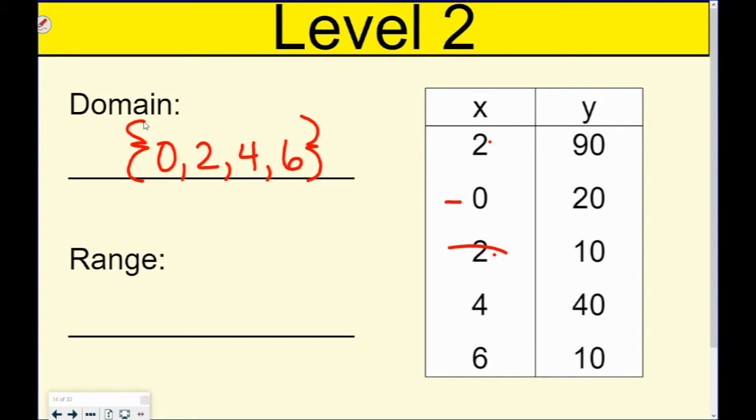Now, I'll go to my y values. My lowest y value is 10. Hey, there's 2 of them. I'm only going to write it once. Then I'm going to write 20, then 40, and then 90.